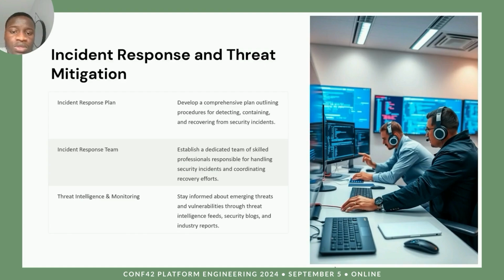Of course, there is software that could help you with threat intelligence and analysis. I've mentioned some like Darktrace and IBM Curator. There are lots of them, but you need to work with what fits your budget.